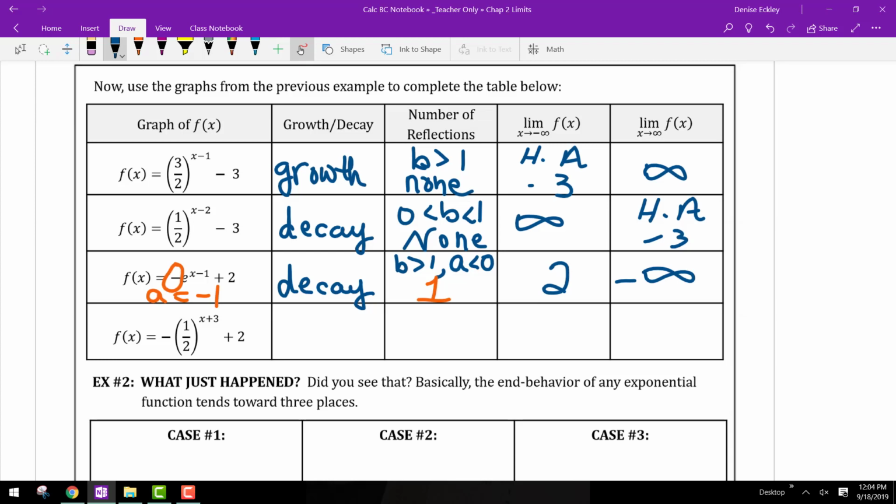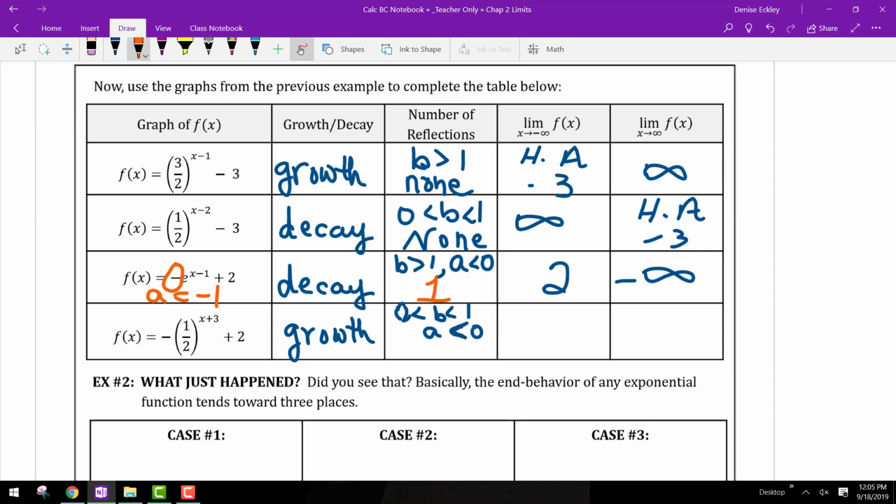And now the last example turns out to be, instead of decay, growth. And the reason for that is, yes, B is between 0 and 1, but A is a negative number. That's supposed to be a less than symbol.